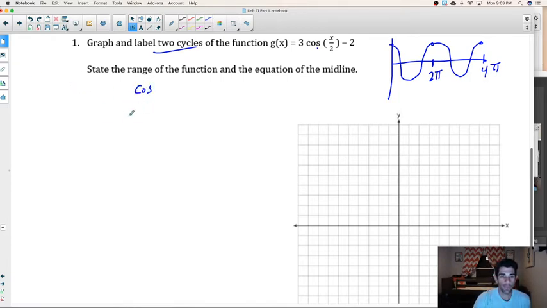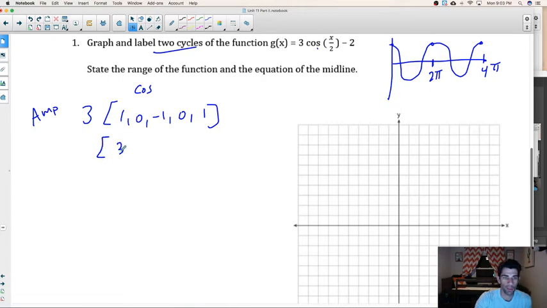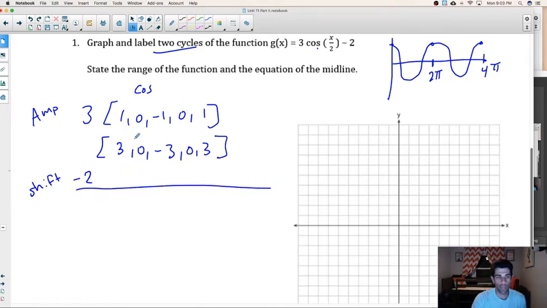This is a cosine function, which means that my critical values are 1, 0, negative 1, 0, 1. The amplitude here was a positive 3, so let's multiply that: 3, 0, negative 3, 0, 3. Now there was a shift of negative 2, so I have to subtract 2 from all of these values. 3 minus 2 is 1, 0, negative 5, 0, and 1. Okay?